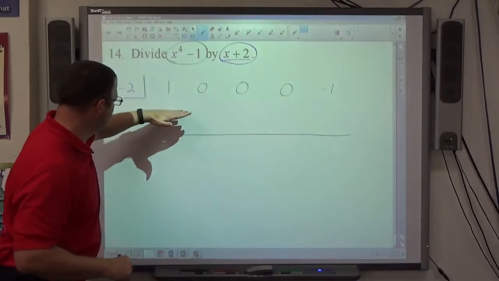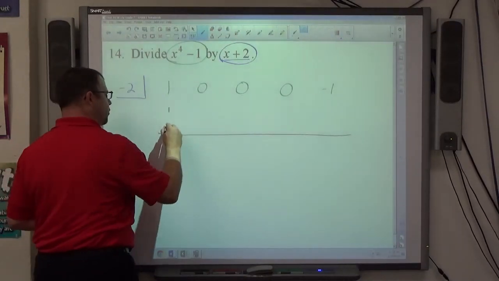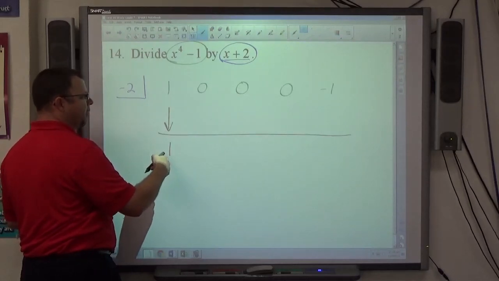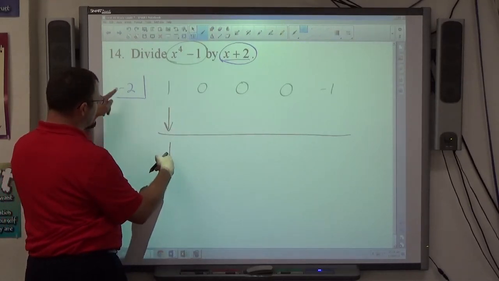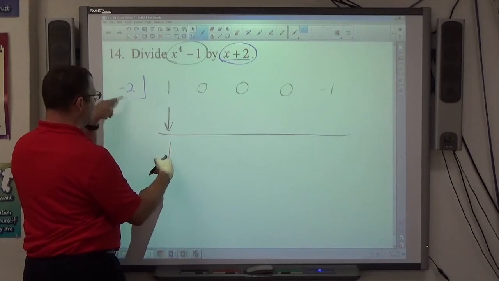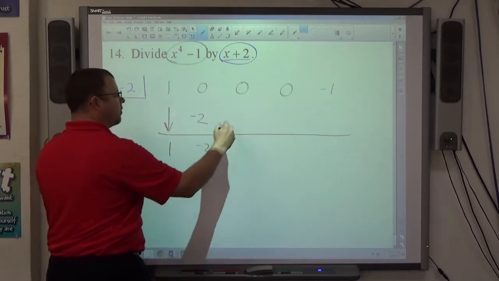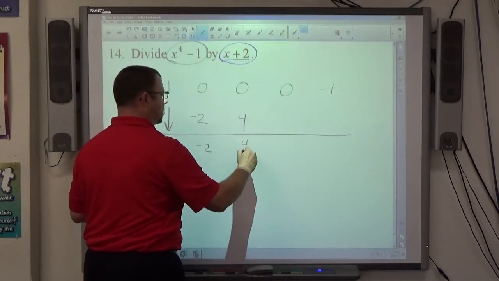You leave yourself a space here, draw a line there. First number comes straight down. Whatever it is, the same always. And then every next number up is multiplying the bottom number times the box number. So 1 times negative 2 is negative 2. Add, you get negative 2. Negative 2 times negative 2 is positive 4. Add, you get positive 4.